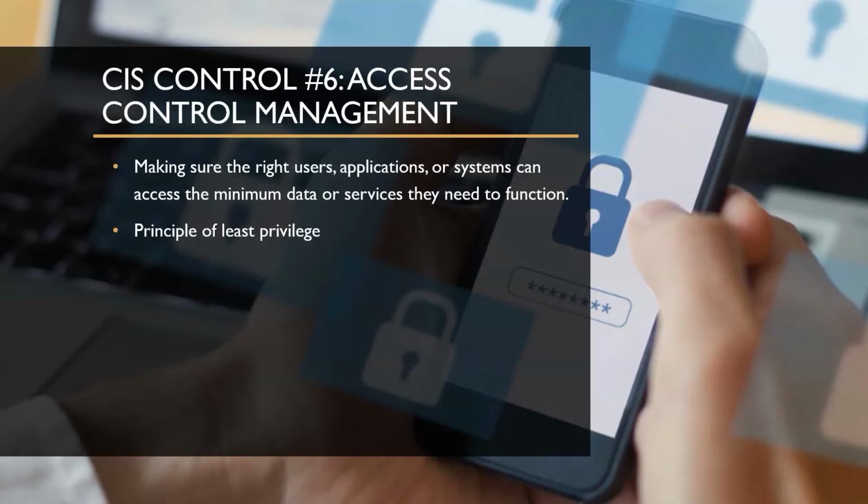In Control 5, we talked about account management overall, kind of a holistic view of managing those user accounts. In Control 6, we're talking about access control management. So we're really talking about what access the accounts actually have. Now, this helps ensure that users as well as applications only have access to the minimum data or services they need to function. This is a concept we call the principle of least privilege, just making sure that the right people or systems or applications only have the minimum necessary to do their job. We don't want to give them extra access.